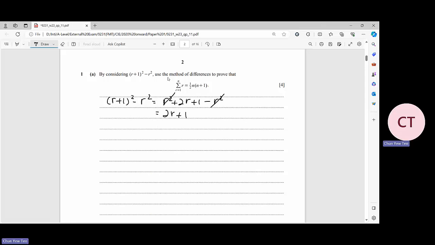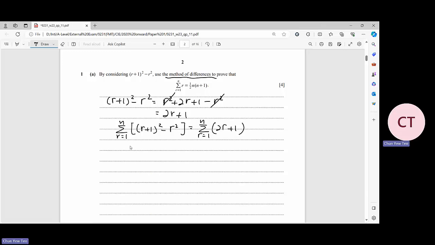Since they mention method of differences, there must be a minus in between. So we will use this left-hand side to do the method of differences. This will be (r plus 1) squared minus r squared. Then your right-hand side also must put in the sigma symbol to r plus 1. This is what you need to do at the very beginning. Then after that, for the left-hand side, just substitute 1, 2, 3, 4, 5 inside.